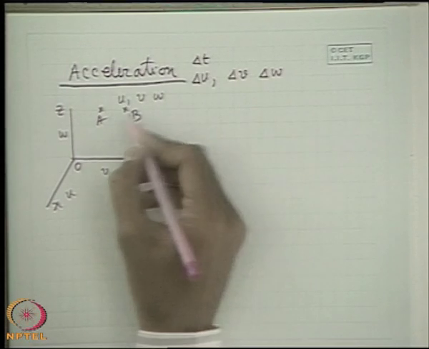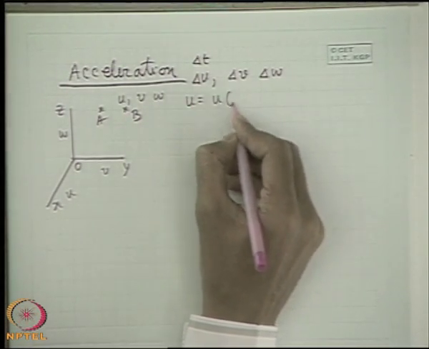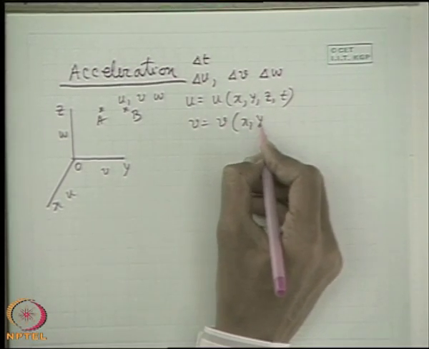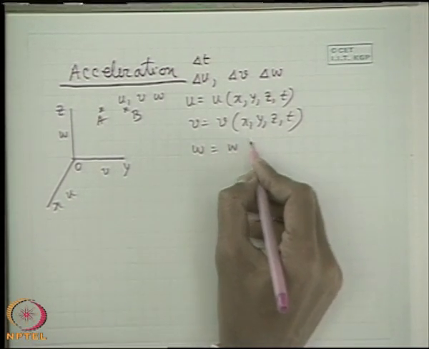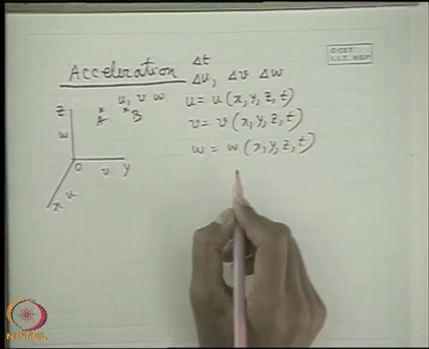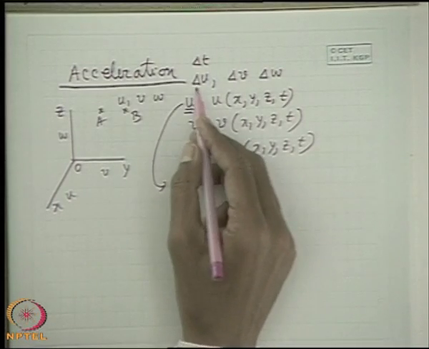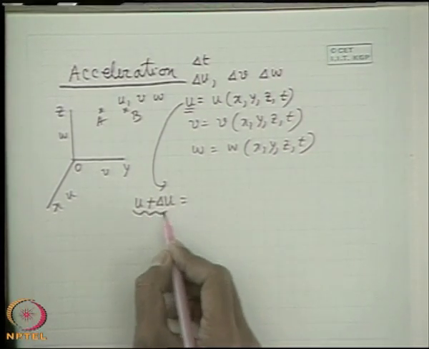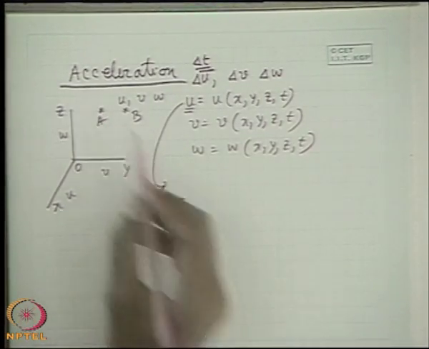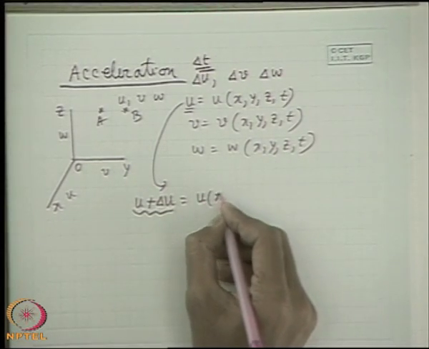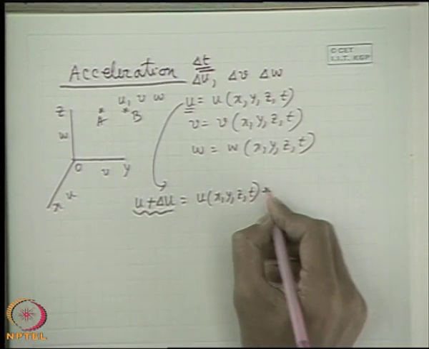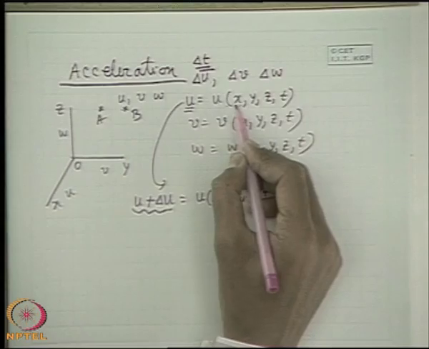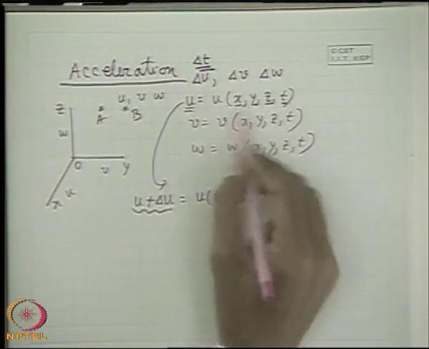Then we can write u, v, w from the Eulerian approach: u is a function of x, y, z and t. This is simple mathematics, that at any point the velocities can be written like this. Now the final u component of velocity, u plus delta u, after a time delta t when the particle is displaced from A to B, can be written as u as a function of x, y, z, t. With the Taylor series expansion, because u is a function of x, y, z and t, a change in u is caused by a change in x, y, z and t simultaneously. These are the independent variables defining this function.